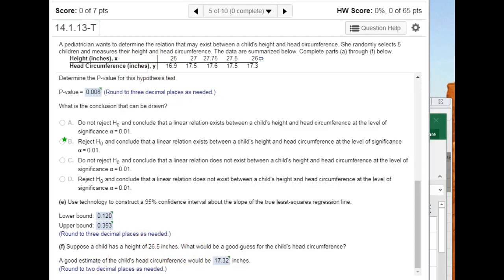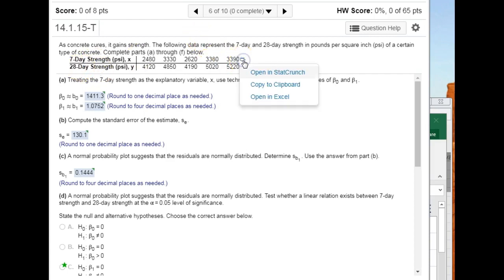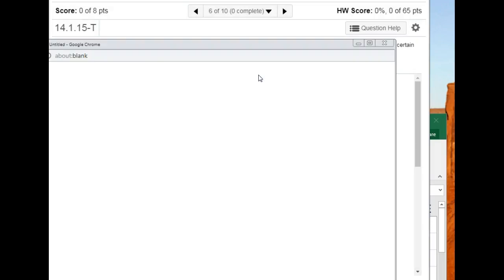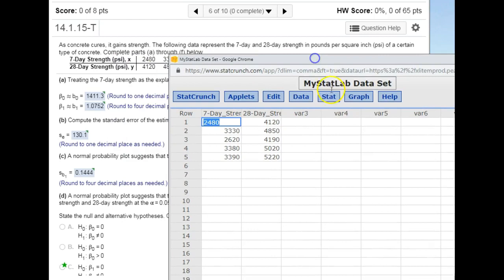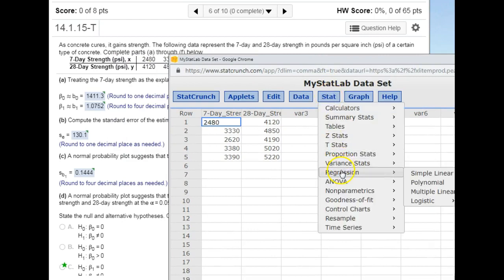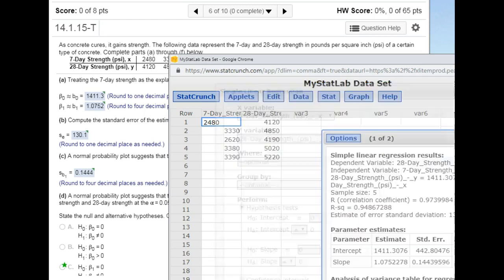Number 6 is pretty similar to number 5, so I'll go through it a little bit faster. We're trying to see if the 7-day strength of concrete is correlated with the 28th-day strength of that same concrete. So we're going to open this data here in StatCrunch, and then we'll want to go through the same steps of Stat, Regression, Simple Linear, and our 7-day strength is being used to predict the 28-day strength.